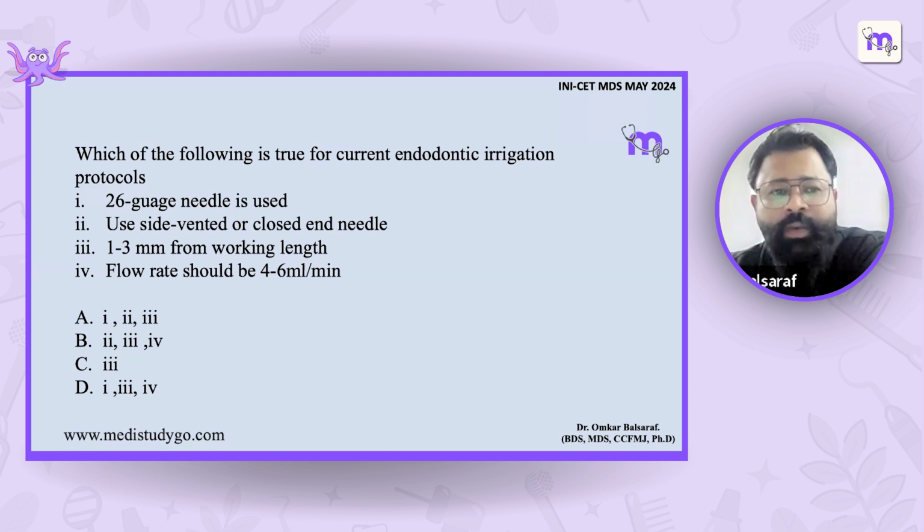So first they are saying that 26 gauge needle is used. Second, they're saying use side vented needle or close end needle. Third, they're saying 1 to 3 mm from working length, and the flow rate should be 4 to 6 ml per minute. So the answer to this question, they've given options like A, it is 1, 2, and 3. B, it is 2, 3, and 4. C, it is just 3. And D, it is 1, 3, and 4.